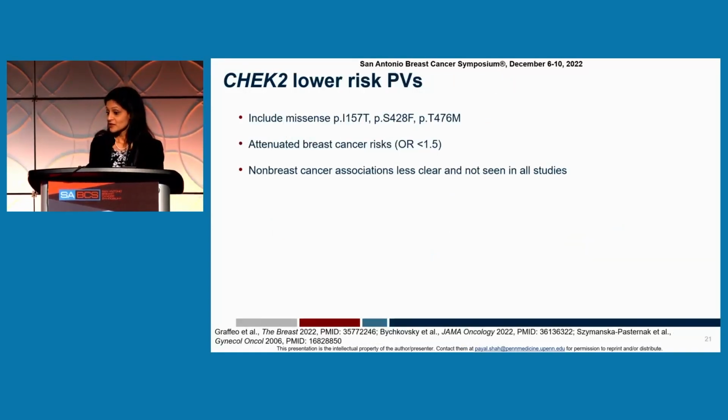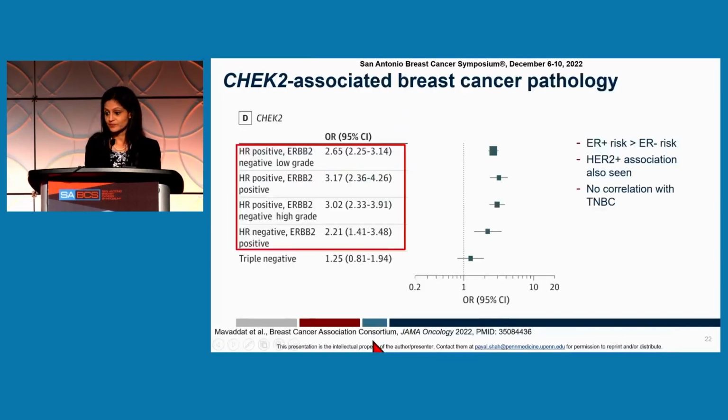CHEK2 also has some site-specific variability. There are lower risk missense pathogenic variants in this gene, including the 3 that are listed up here, and these have attenuated breast cancer risks, and their non-breast cancer associations are less clear. CHEK2 is associated with ER-positive breast cancer more so than with ER-negative breast cancer. Interestingly, there's also an association seen with HER2-positive breast cancer, and there does not appear to be an association with triple-negative breast cancer.